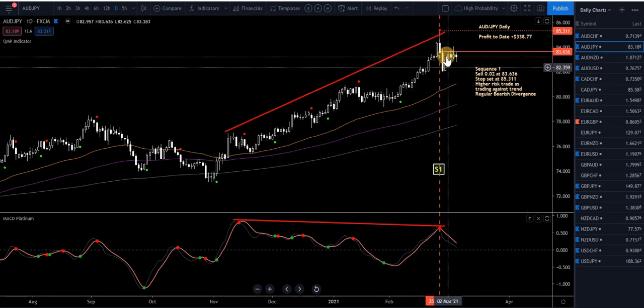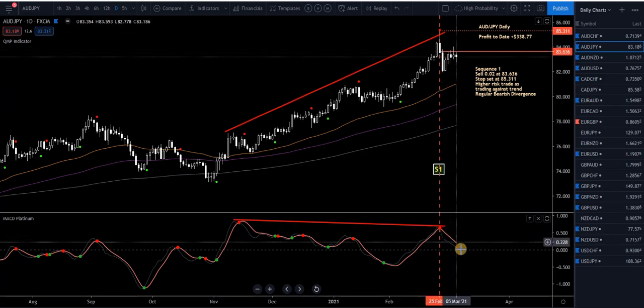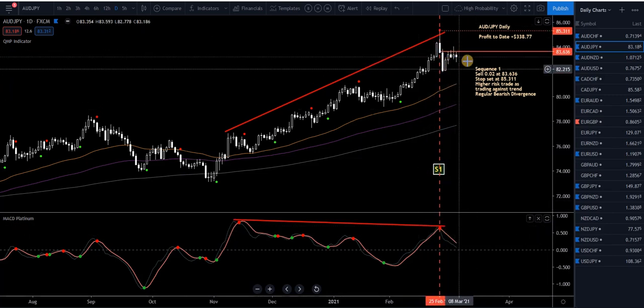Very similar to Aussie Swiss. Sell, stop in place there. MACD Platinum above the zero level, trying to work my way down. Going nowhere fast, but at least it's heading in the right direction.